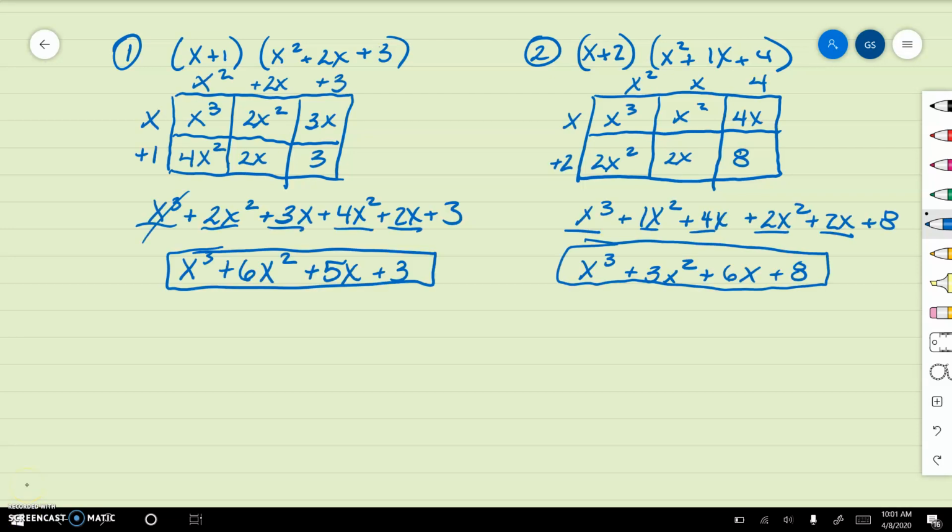Okay, so here are your answers. First one is x to the third plus, okay, hold up. I just changed one of the answers, so check your answers again. It's x to the third plus 3x squared plus 5x plus 3, the first one, okay? The second one looks okay.